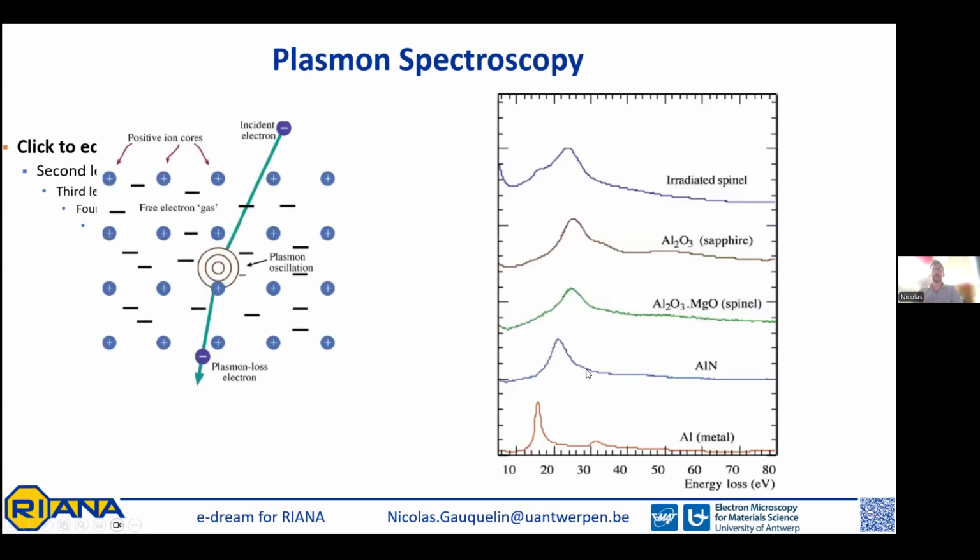So how does the plasmon peak look? Well, depending on which metal or which material you're looking at, you can see that even for the aluminum plasmon, you will have different energies and different shapes of this plasmon peak, due to the fact that the oscillation is different.